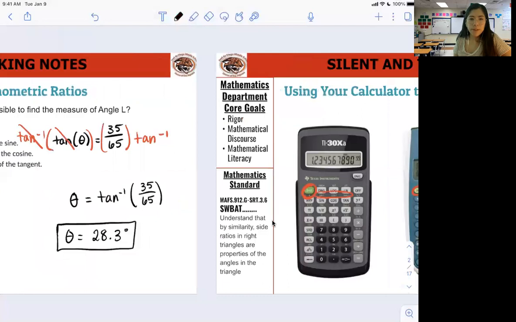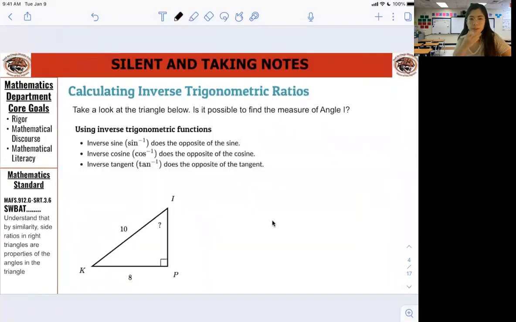Okay, let's do another one. So here's my missing angle. I'm going to call that one theta again. I like using theta. Which ratio should I use in order to solve for theta? Sine, cosine, or tangent? Good. So sine and then inverse sine.